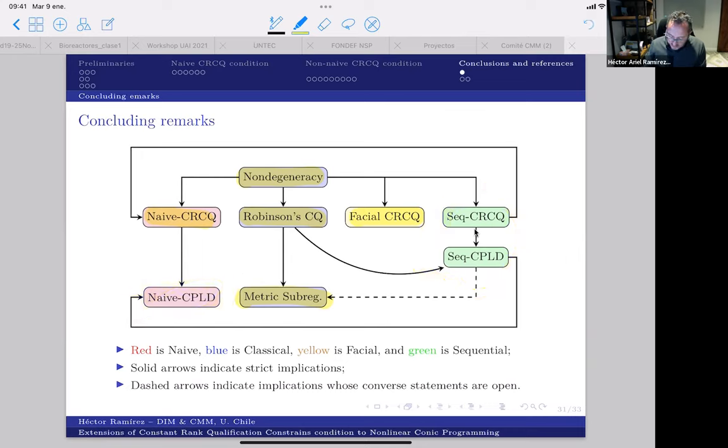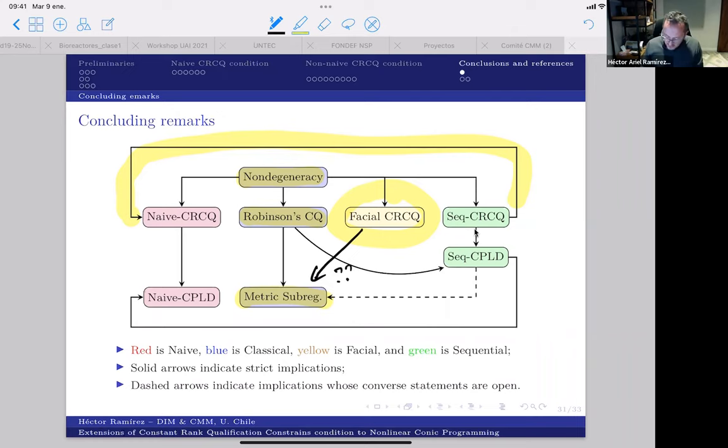We can locate naive here, and sequential here, which is actually slightly weaker than sequential. Facial is not so easy to relate to the others, but it is located where we expected, let's say under nonlinearity and independent of Robinson. Unfortunately, we believe that it is true, but we are not able to prove and neither discard that it is stronger than metasurality. We expect, actually, it's natural to expect that it is strictly stronger than that.